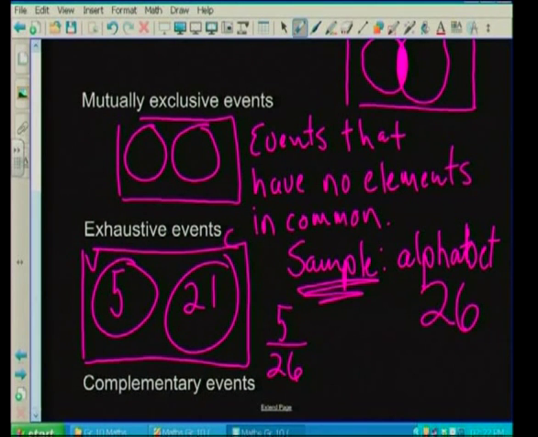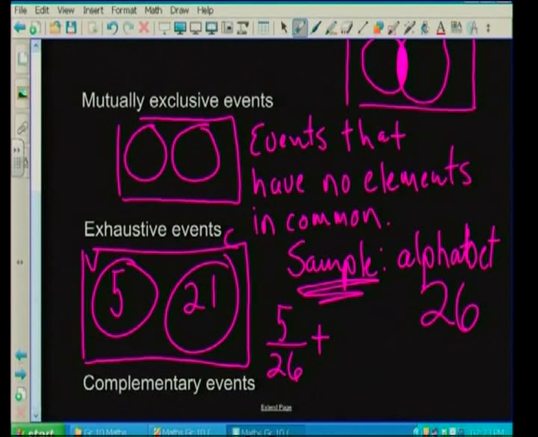So I want you guys to imagine I take every letter in the alphabet and I put it on a little card and I chuck those cards into a bag and I randomly pick out a card. Now, the probability that I pick out a vowel will be 5 out of 26. The probability that I pick out a consonant will be 21 out of 26. And if I add 5 out of 26 and 21 out of 26 together, I get 26 out of 26, which is 1. And that, boys and girls, is the definition of an exhaustive event.